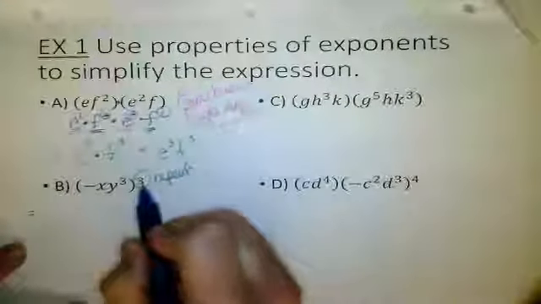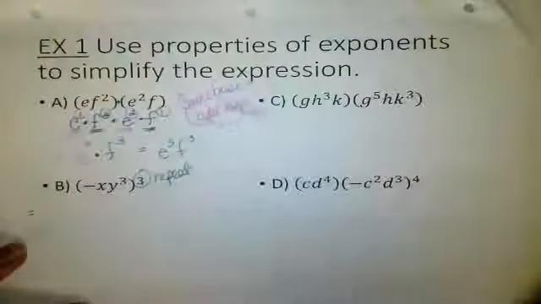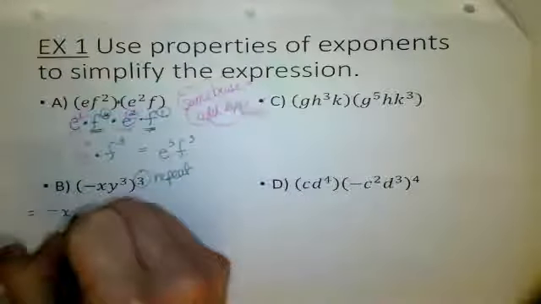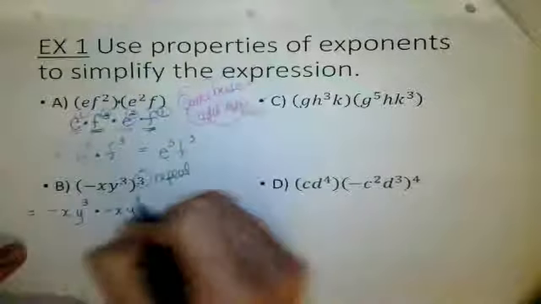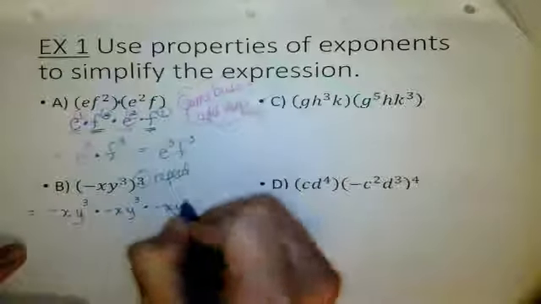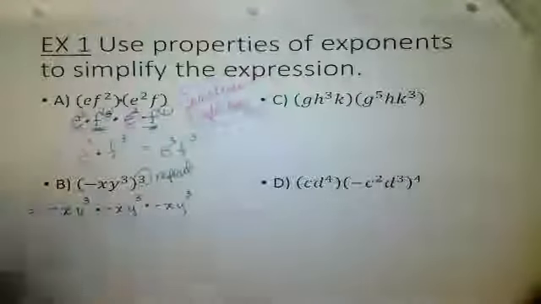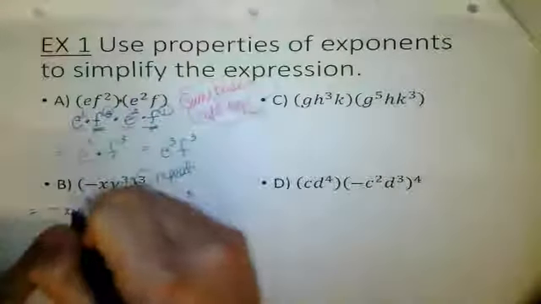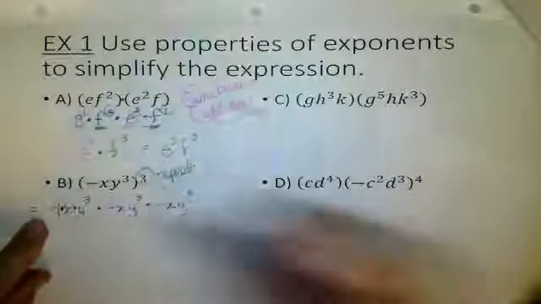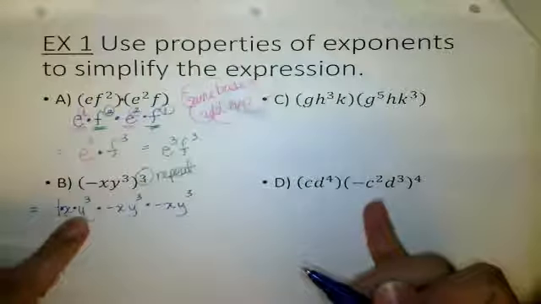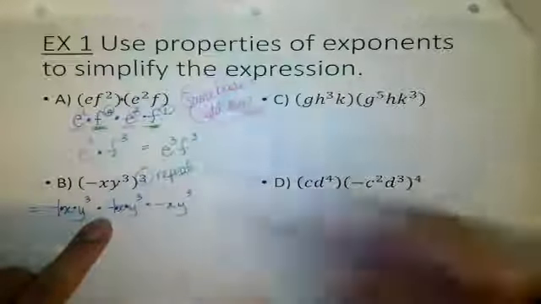What is this 3 affecting? Everything in the parentheses. So I'm going to write everything in the parentheses 3 times. Negative xy cubed times negative xy cubed times negative xy cubed. Again, everything is being multiplied, so I can even put in some more. This is really negative 1 times x times y cubed. Negative 1 times x times y cubed.